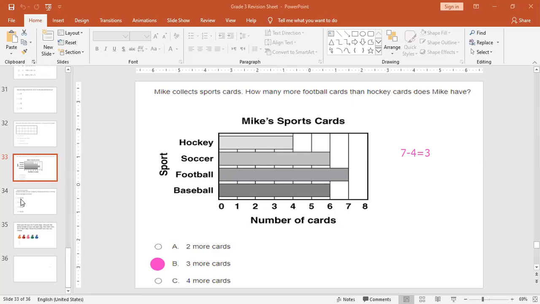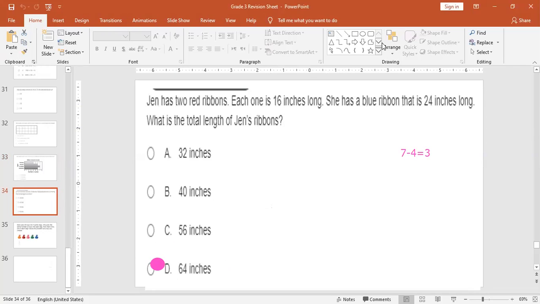Then I have Jen has 2 red ribbons. Each one is 16 long. So I will go count. How many ribbons? 2. Each one is 16. 16 plus 16. Then she has a blue ribbon, which is 24. So plus 24 equals what? 16 plus 16 plus 24. So it is 56. So the answer here, as we did in the session, is 56 inches.